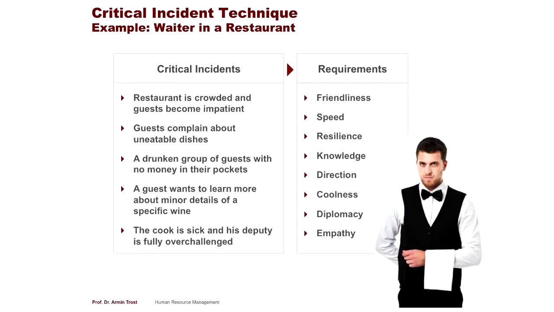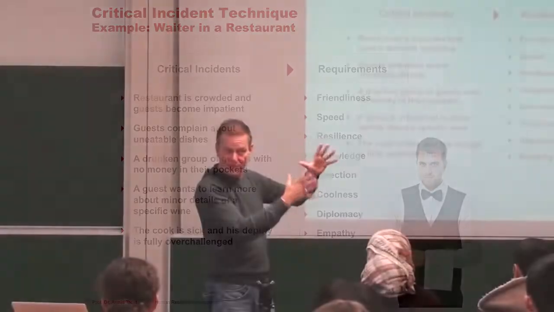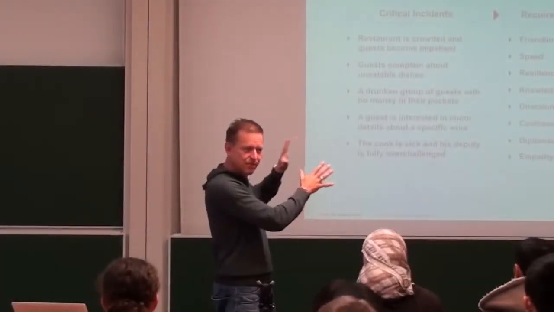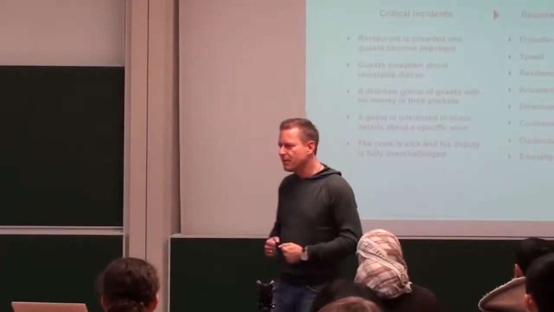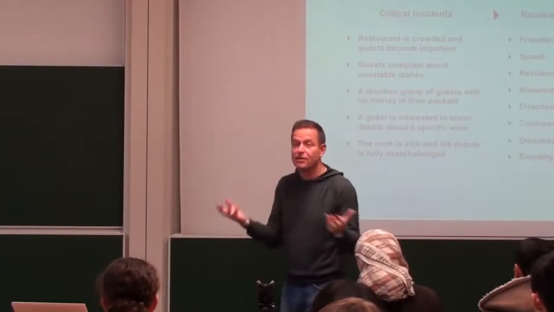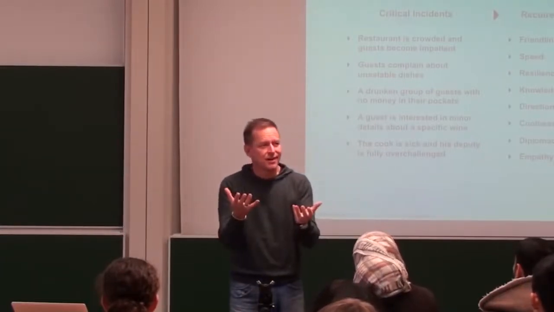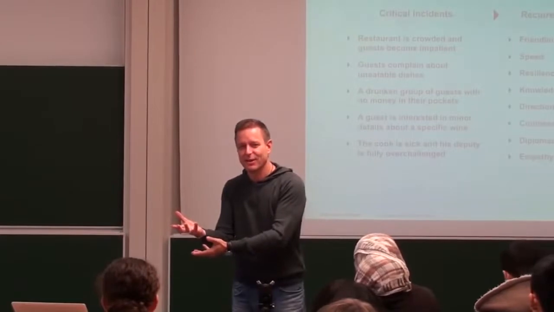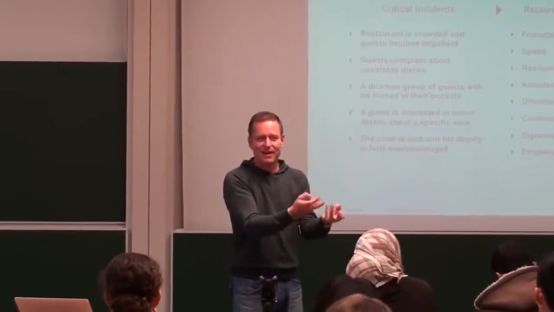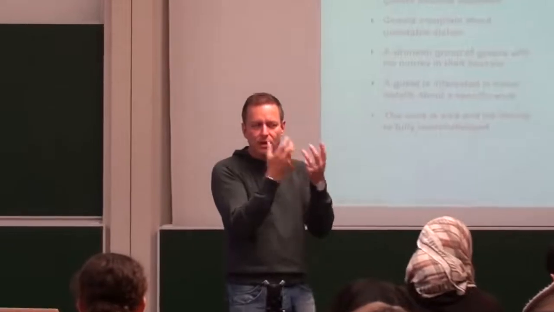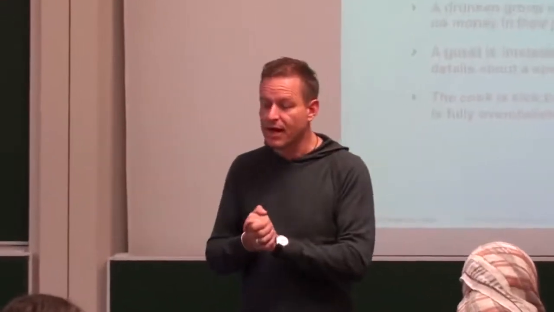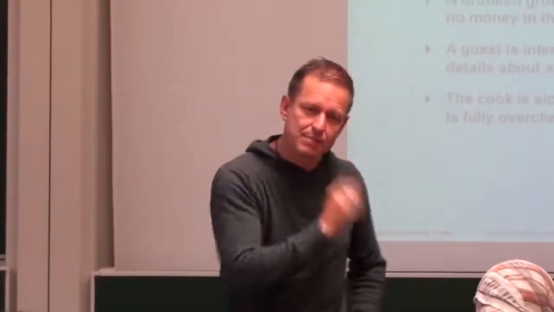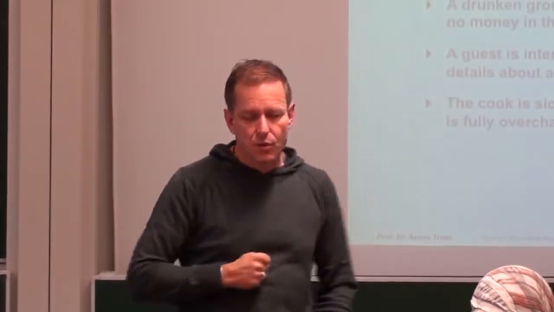So you can tell from all these different incidents what is required to be successful as a waiter. Right? This is a very simple example. As a preparation for the exam, you can think about any other job. A teacher, taxi driver, goalkeeper. What are the critical incidents and what do we learn from these critical incidents with regards to the requirements? That's the best possible technique to understand requirements.